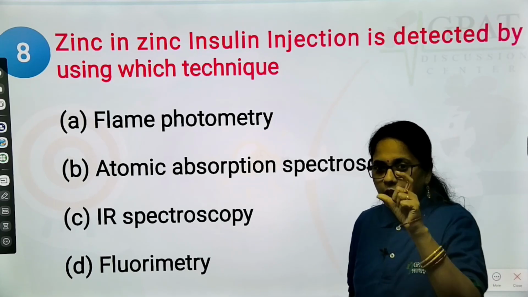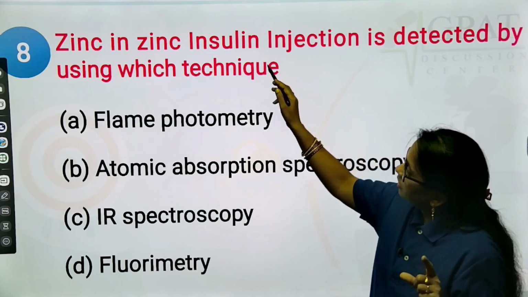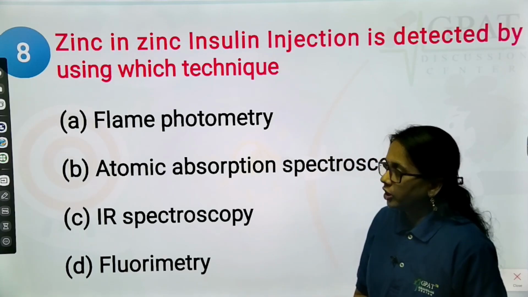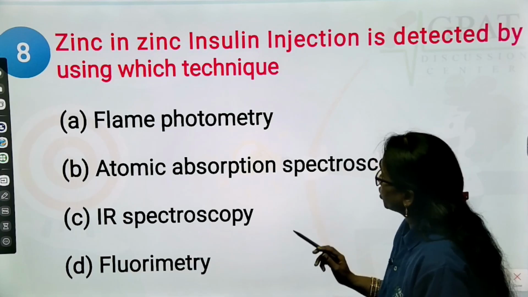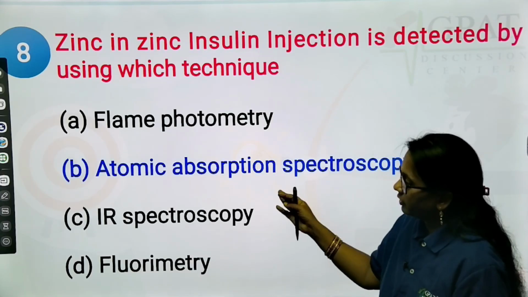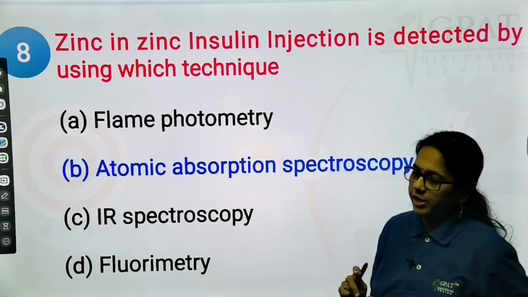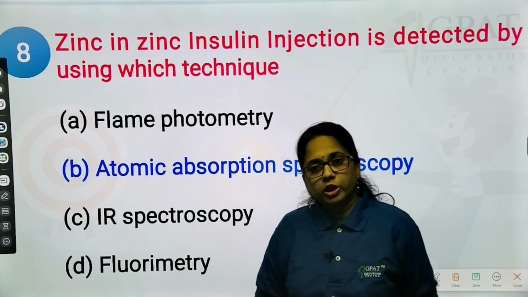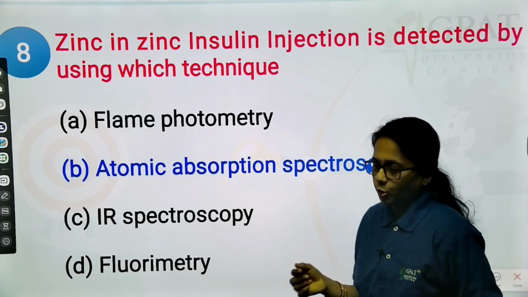Next, zinc in zinc insulin injection is detected by which technique? Zinc, especially the element, in the injection: if you want to estimate the zinc only, what is the technique you are going to use here? Flame photometry, atomic absorption, IR spectroscopy and fluorimetry. Only the elements can be estimated by atomic absorption spectroscopy, because it is going to absorb the radiation. If it has emission properties, then you observe it in flame photometry, but for zinc you mostly use absorption spectroscopy.